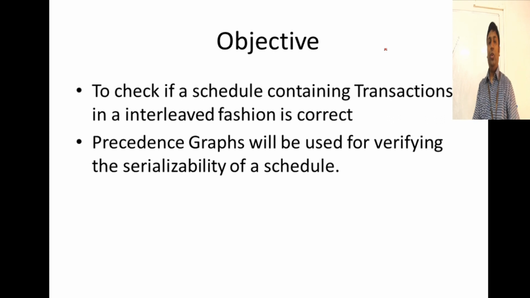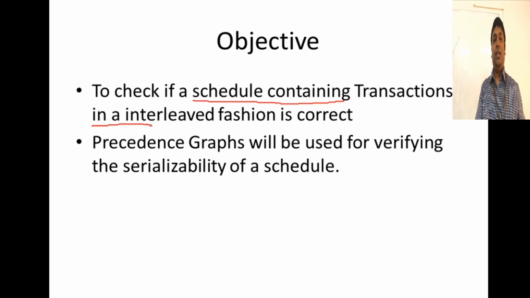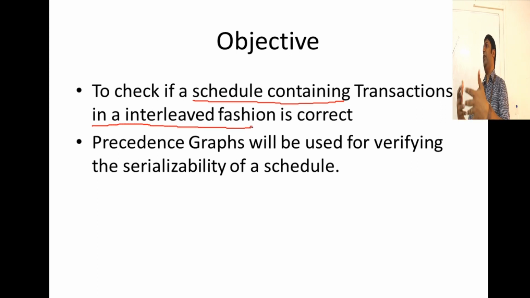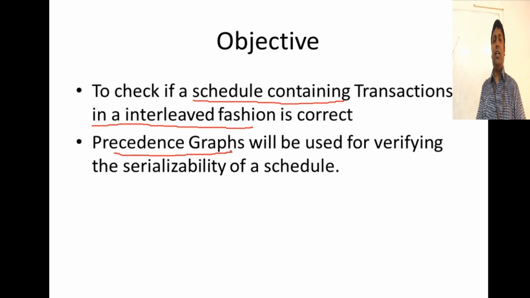For that, we are going to use precedence graphs or serializability graphs. Our objective in this session is to check if a schedule containing transactions in an interleaved fashion is correct. Here is the schedule with all the transactions in an interleaved manner. Will it give me the correct result? For that check, we'll construct a graph, and using that graph we can say whether this schedule is correct or not. That graph is called a precedence graph or a serializability graph. So we'll see how to construct this graph.